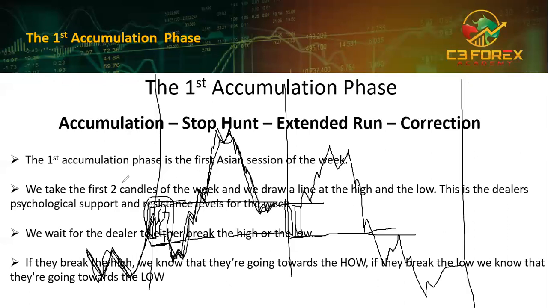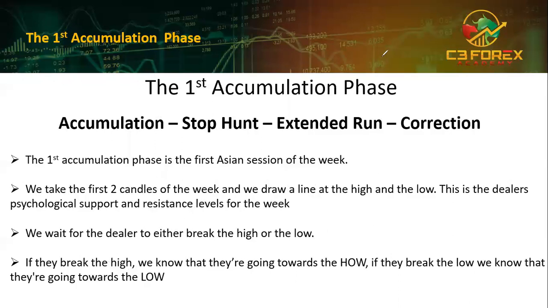So you have your accumulation, your stop hunt towards the high of the week, extended run towards the low of the week, and your correction back into the range. Sometimes it goes back into the range, some weeks it don't. All right? So that's your first accumulation phase.